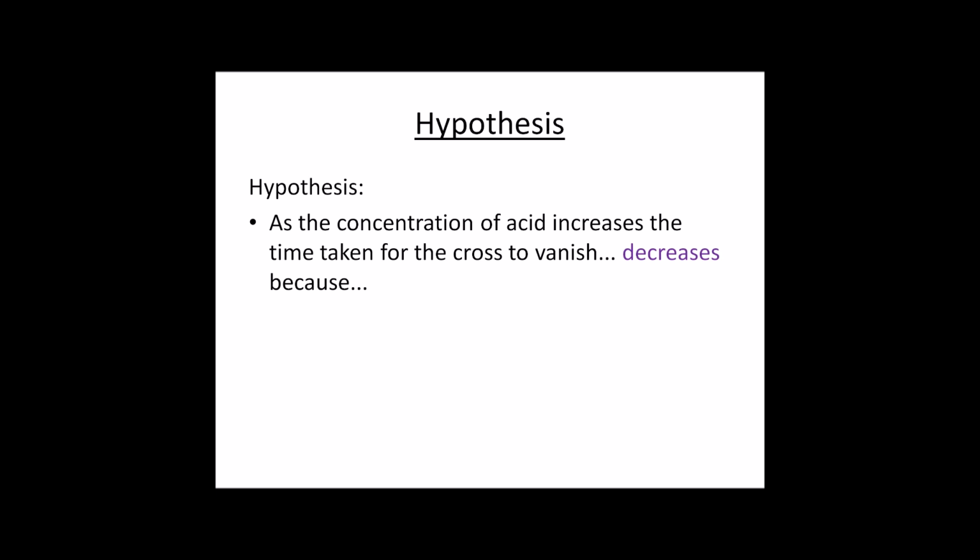And you should have got that the time taken for the cross to vanish decreases. So as the concentration of acid goes up, the time taken for the cross to vanish decreases. So it's faster. This is because, and then you need to explain it using the science about collision theory, which you know now. So give that a go, put the video on pause and describe why the concentration increasing causes the cross to vanish in ever shorter time frames.